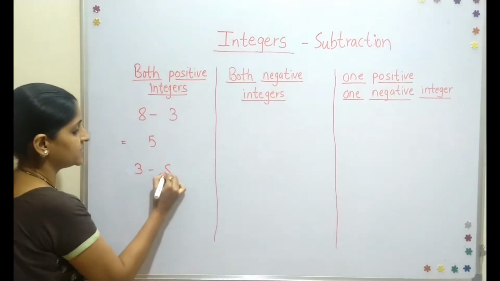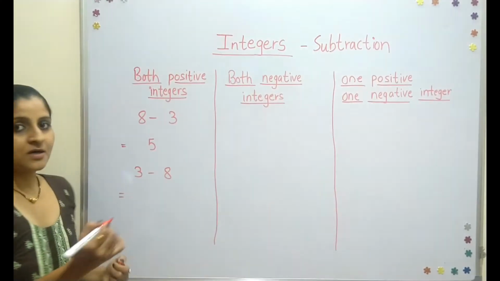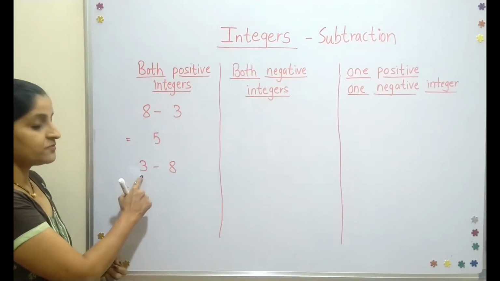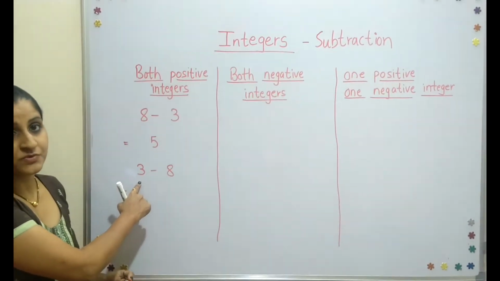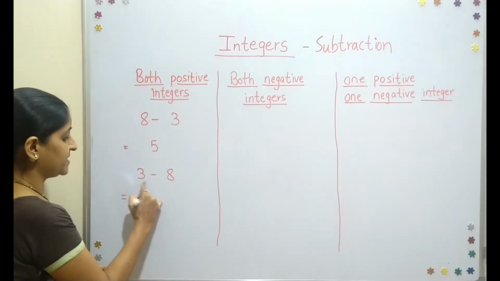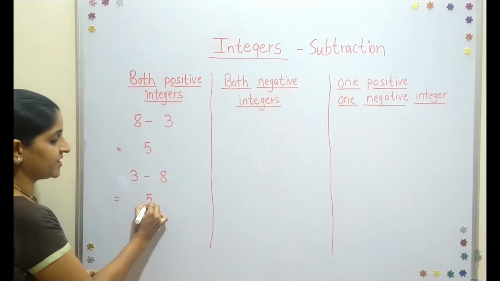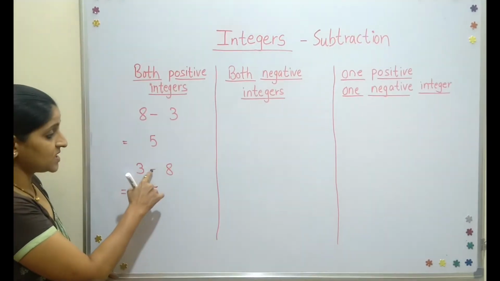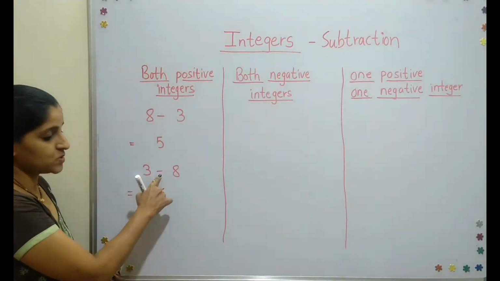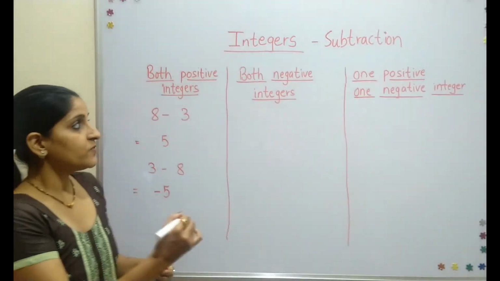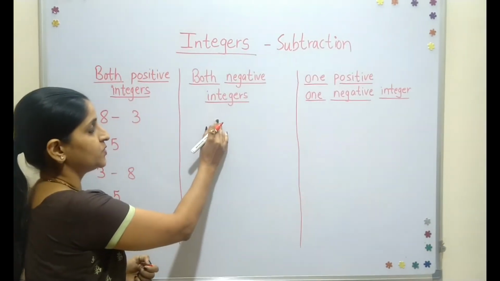It is 3 minus 8. Again, in this case, when we are subtracting a greater number from a smaller number, we first subtract. So I'll subtract 8 minus 3 and get the answer 5. But since the greater number here is 8, which has a negative sign next to it, my answer will be negative. Moving to the numbers which are both negative.